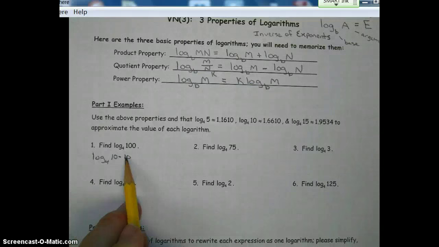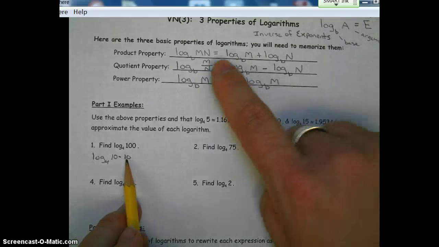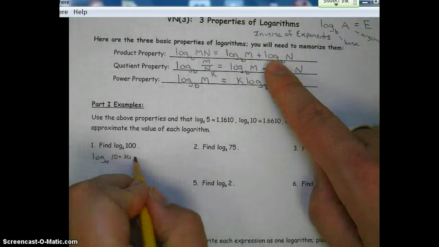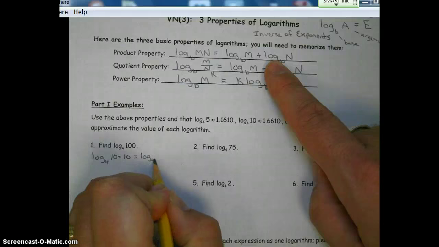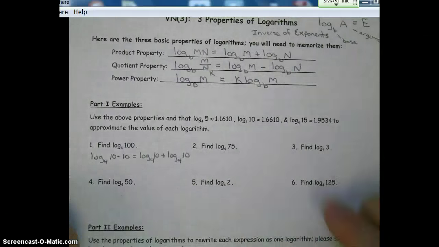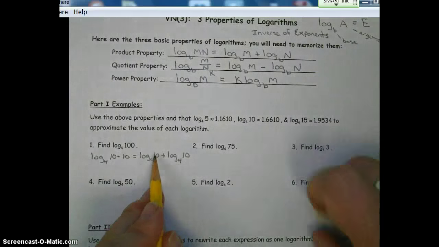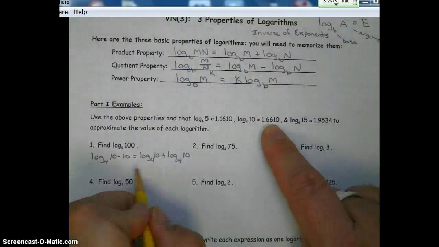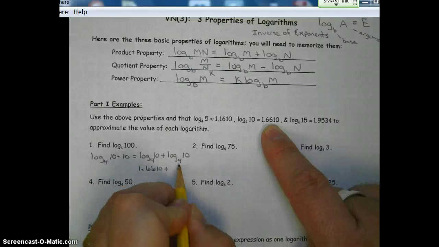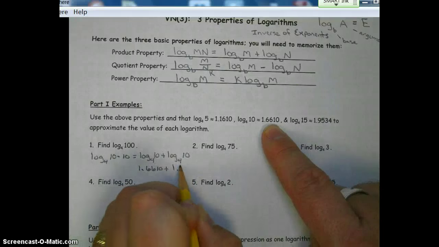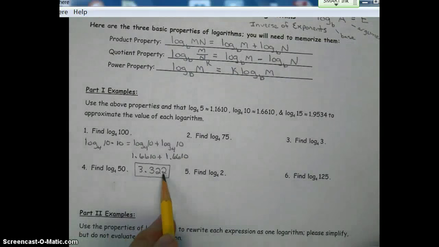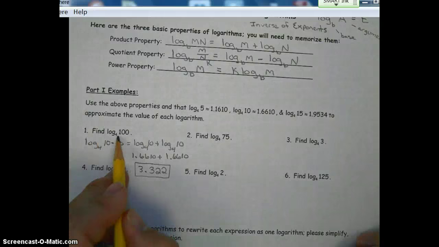Okay, now we apply the property which says when multiplying you add. So we're going to have log base 4 of 10 plus log base 4 of 10. Okay? Log base 4 of 10 is 1.6610 plus log base 4 of 10 again, 1.6610. All right, we end up with 3.322, and that represents log base 4 of 100.